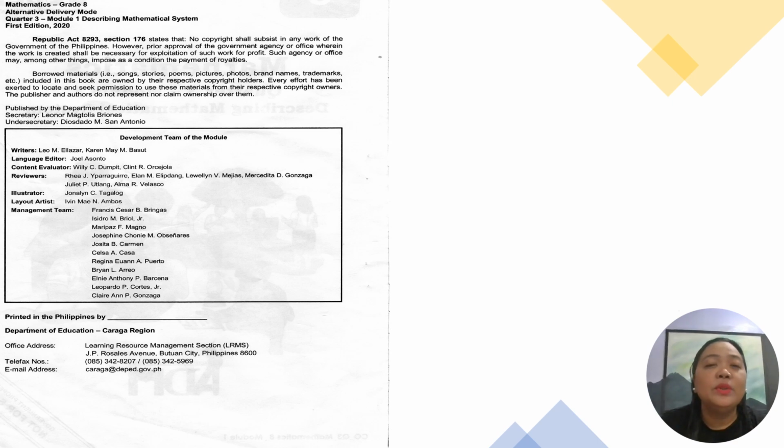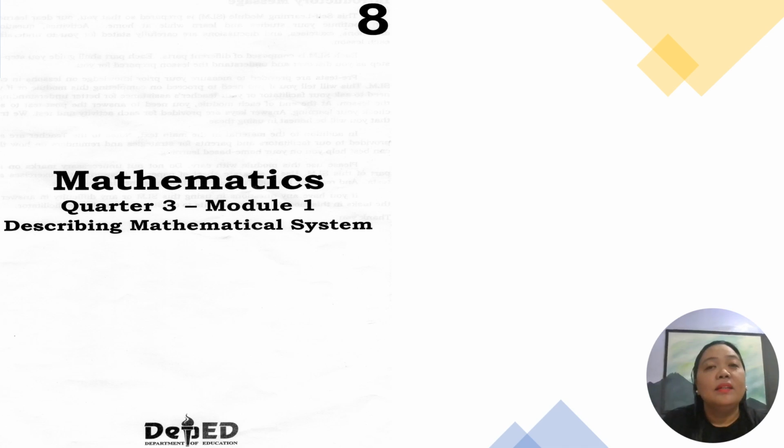The self-learning module that you are holding right now was written and developed by the Department of Education, Caraga Region. So let us give credit and heartfelt appreciation to the DepEd Caraga Development Team for this wonderful SLM that we will be using during our home-based learning. This module is Quarter 3, Booklet 1, entitled Describing a Mathematical System.